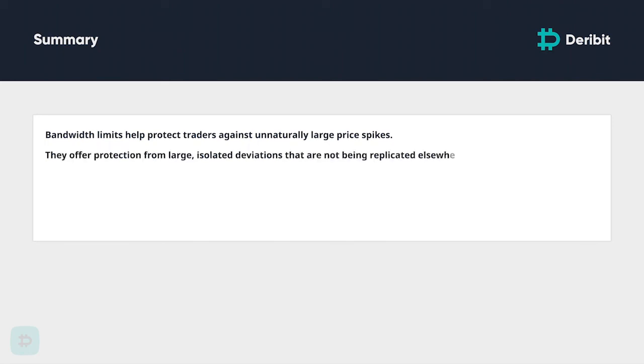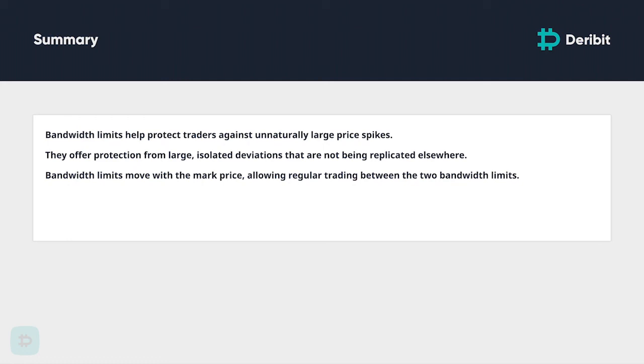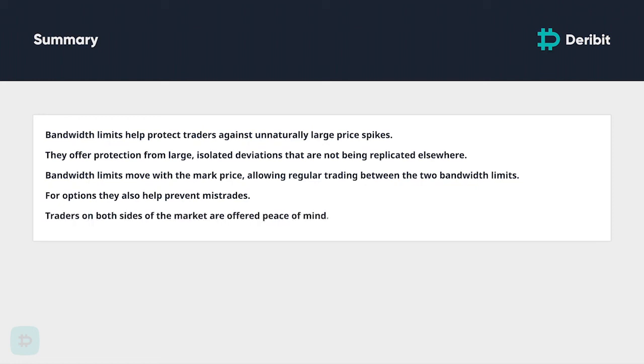In summary, the bandwidth limits are important for protecting traders from unnaturally large price spikes. They offer protection from large and isolated deviations that are not being replicated elsewhere. The bandwidth limits are not static and will move with the price, allowing regular trading to continue within the normal range. For the options, they also help prevent mistrades, whereby a trader accidentally sells an option for a tiny fraction of its intrinsic value.